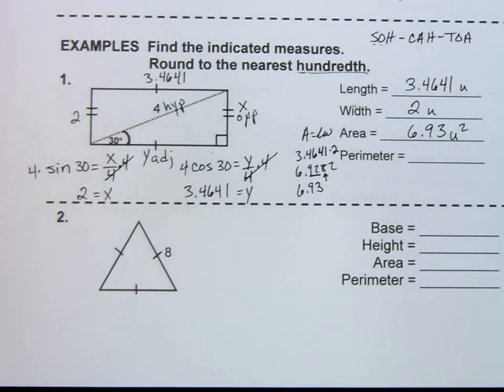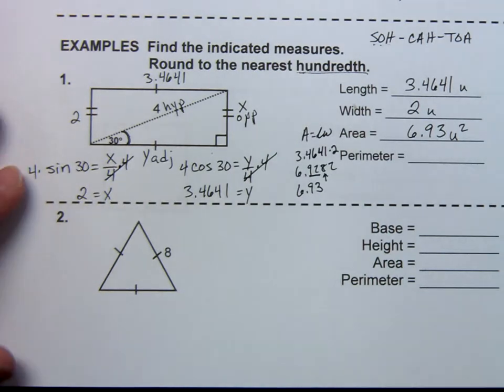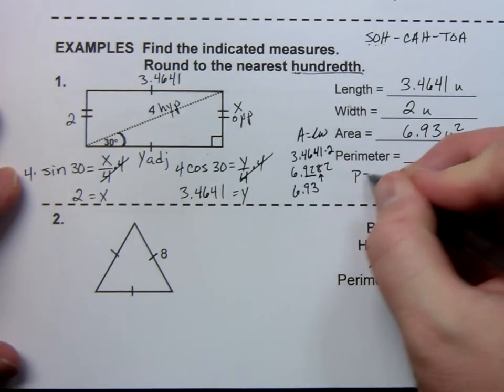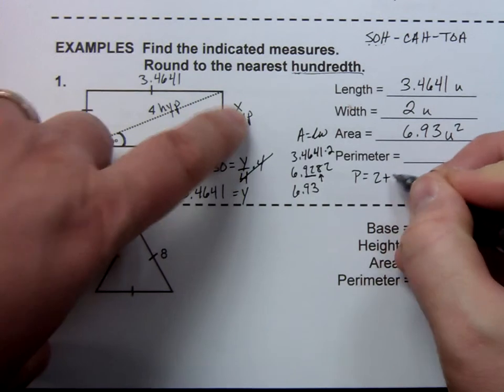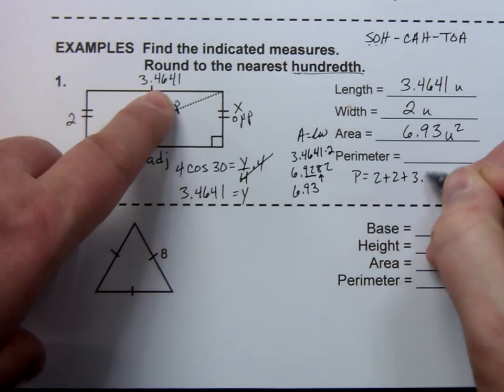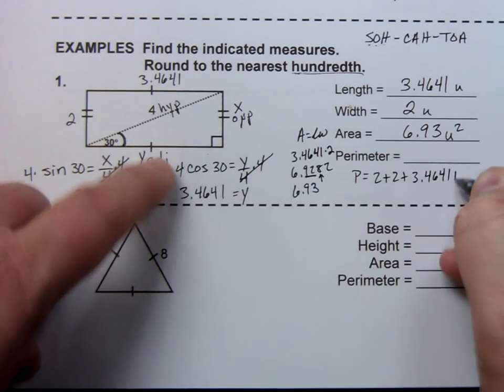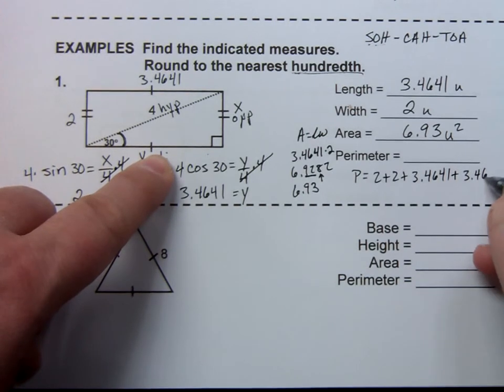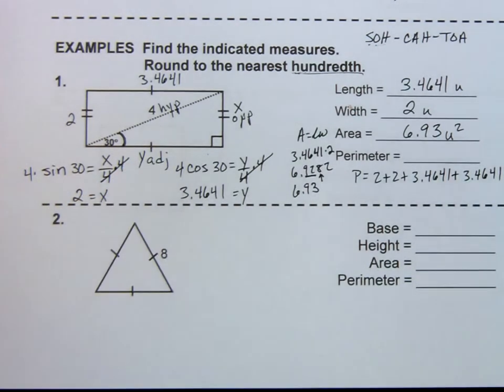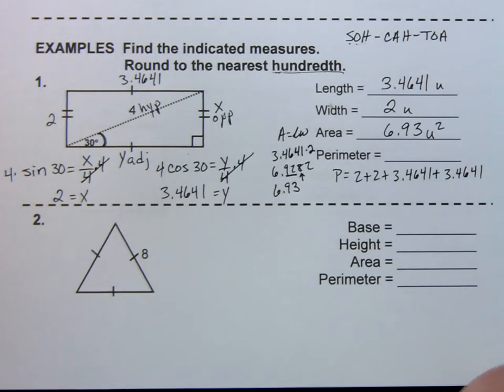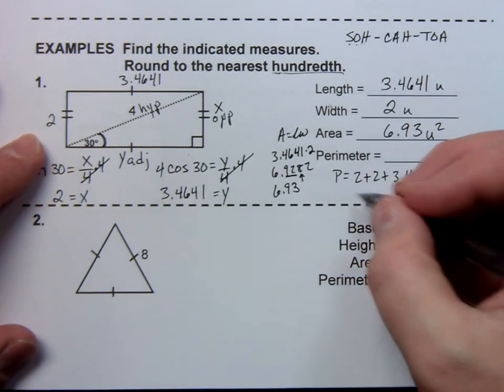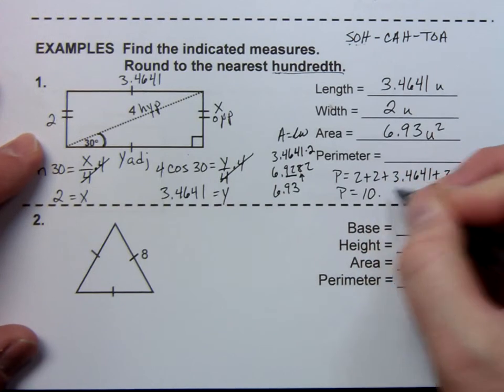Then we also want to do perimeter, and for perimeter we just add up all 4 sides. So the 4 sides, we have 2 and 2, and we have 3.4641 plus the other 3.4641. We're just adding up those 4 sides. And when I add all those up, I got 10.9282.